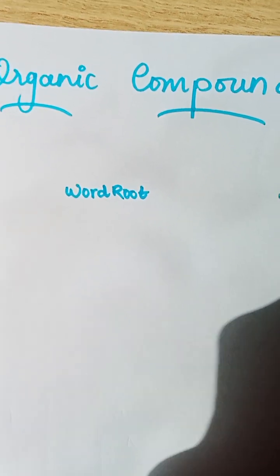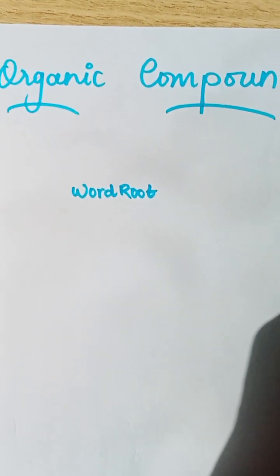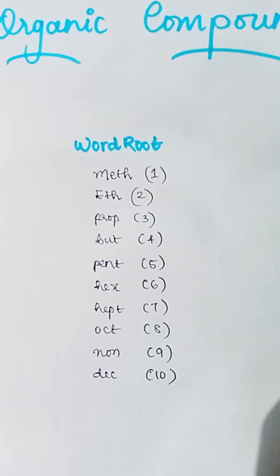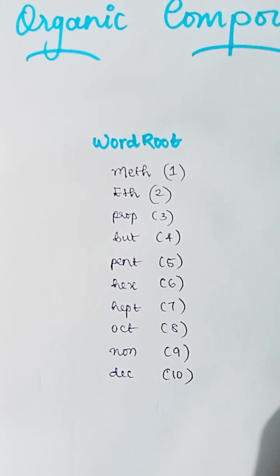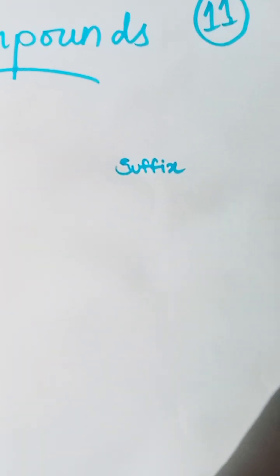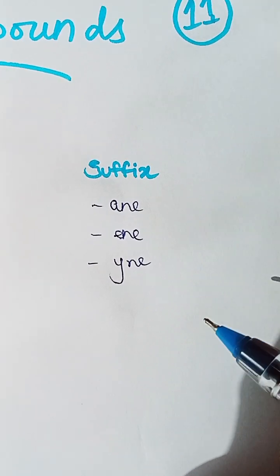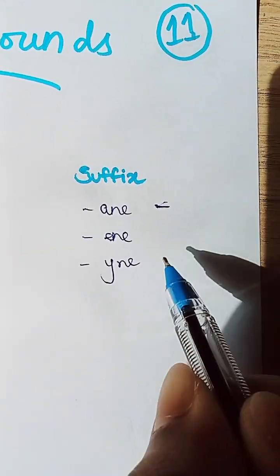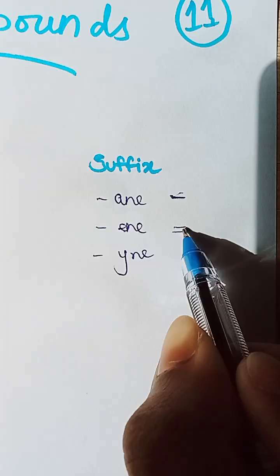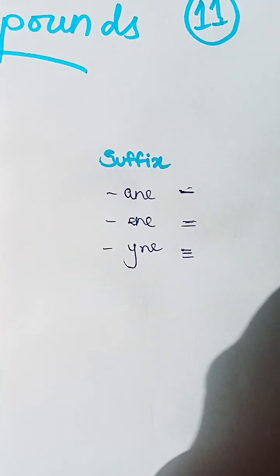What are word roots? Word roots are basically the number of carbons. They are meth, eth, prop, but, pent, hex, hept, oct, non, and dec. The next thing that you need to look at is the suffix. So what are the common suffixes? The common suffixes are ane, ene, and yne. Ane is for single bonded, ene is for double bonded compounds, and yne is for triple bonded compounds.